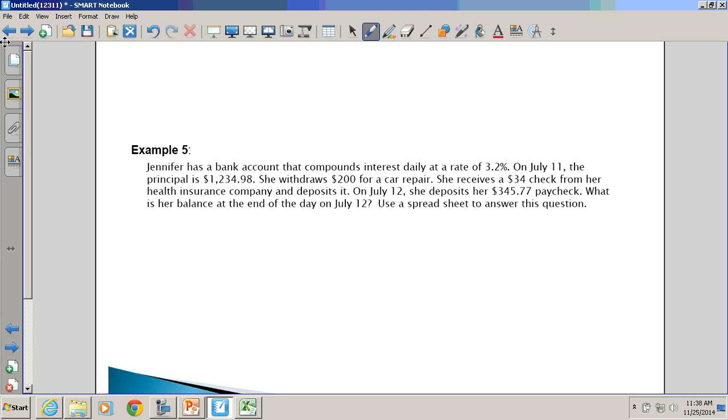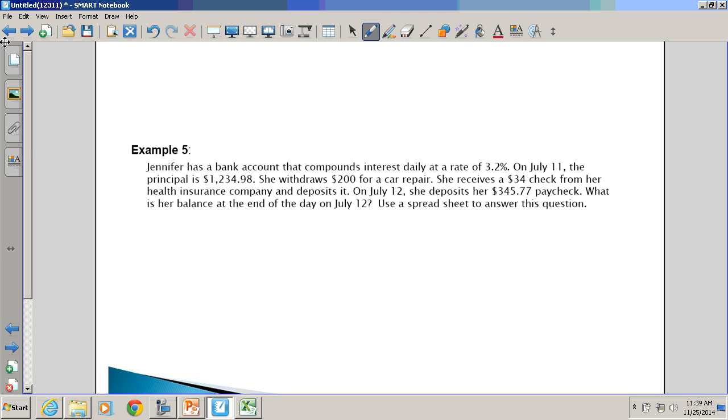The process isn't repeated as much as what I've said in talking about the previous examples, but you'll still get the point of how you'd use a spreadsheet, hopefully. So here's example 5. Read through it and try it on your own.